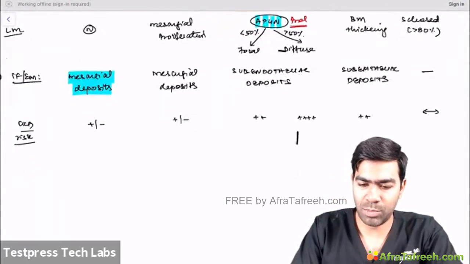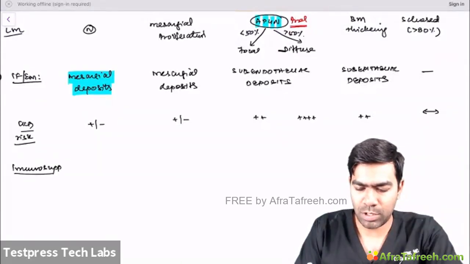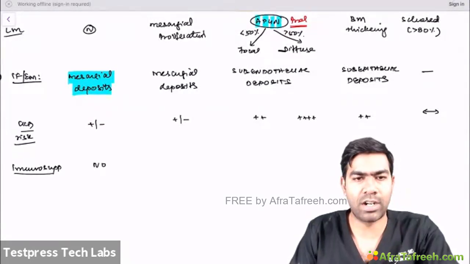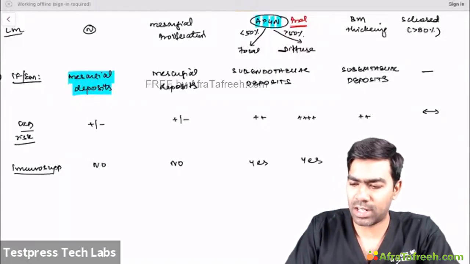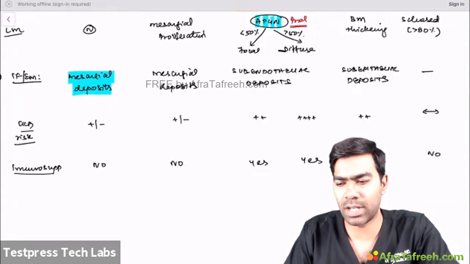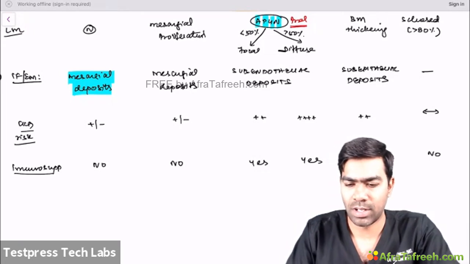And as far as the immunosuppression is concerned, you need or you don't need immunosuppressive therapy. Immunosuppression is not needed here, not needed here again. Here yes, here yes, here yes, but here no, because already it's a CKD and there's no point in giving immunosuppression. Kidneys are already damaged. Unless you transplant, there's no need for immunosuppression.